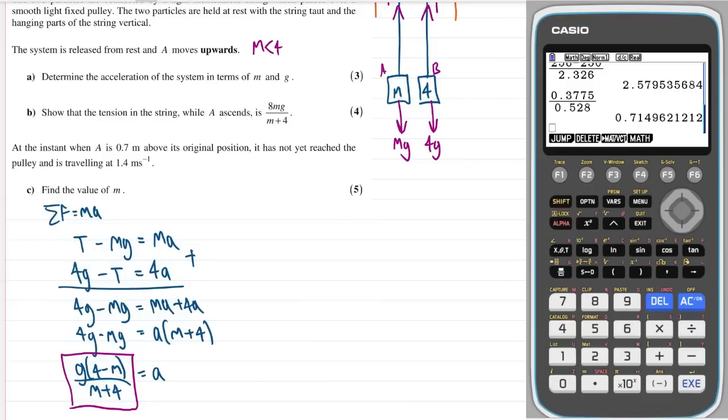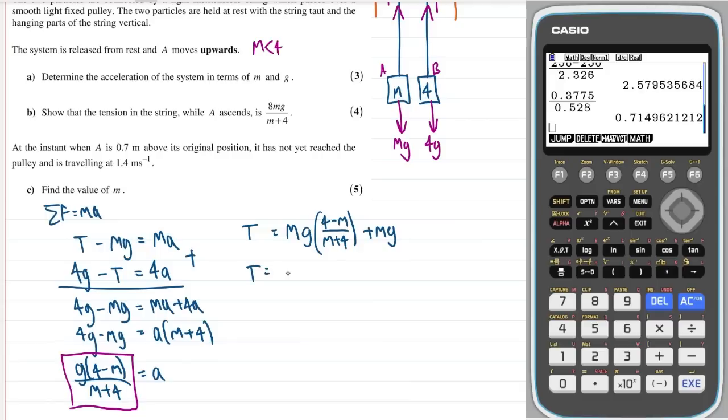Okay, so to find the tension, we just sub back into one of our equations. Let's just go for the top one. So T is equal to ma, which is g lots of (4 minus m) over (m plus 4), and then plus mg as well. So that's just subbing into this top equation here and making T the subject.